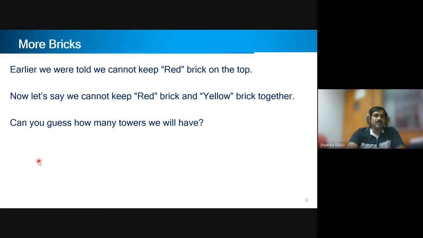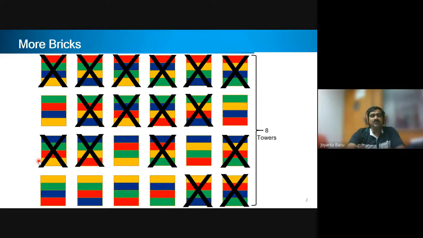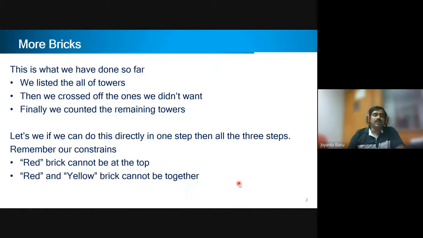So here is another condition. Earlier we said we cannot keep red bricks on the top. Now let's say we cannot keep a red brick and a yellow brick together. Red and yellow cannot be together. So we will find the red and yellow and we will cross those towers. So now there are 8 towers, 8 is the possible answer. So this way we can start thinking, but somewhere we are going to get stuck.